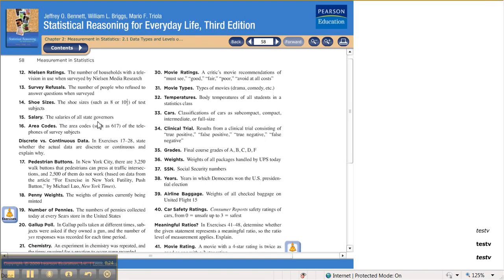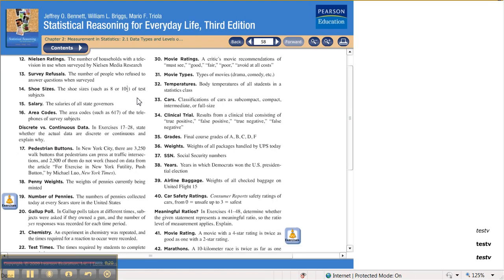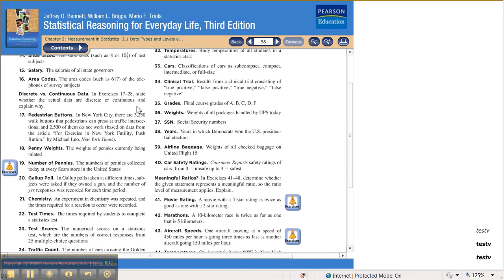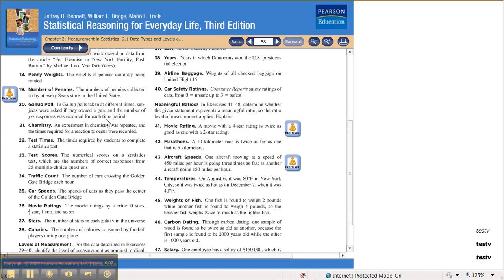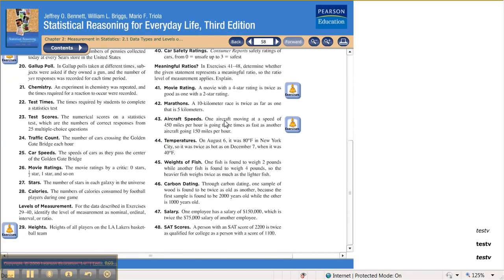The salaries of state governors would be quantitative, right? Area code represents regions, so those numbers are really not representing amounts. We would say that's qualitative. And then we could break down some of these into discrete and continuous and so on.